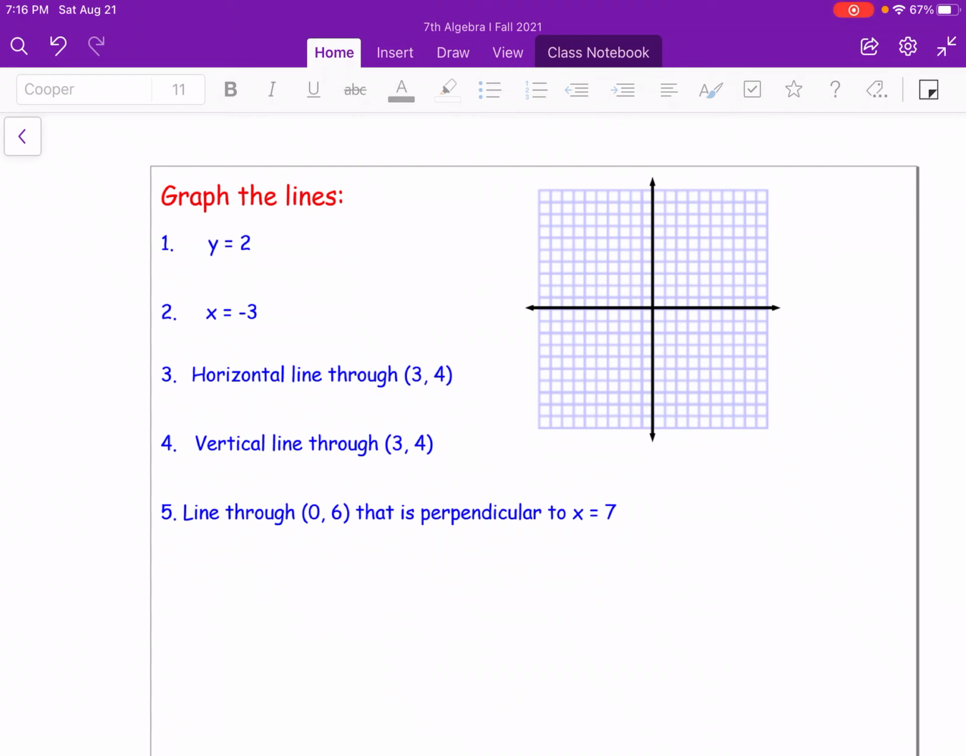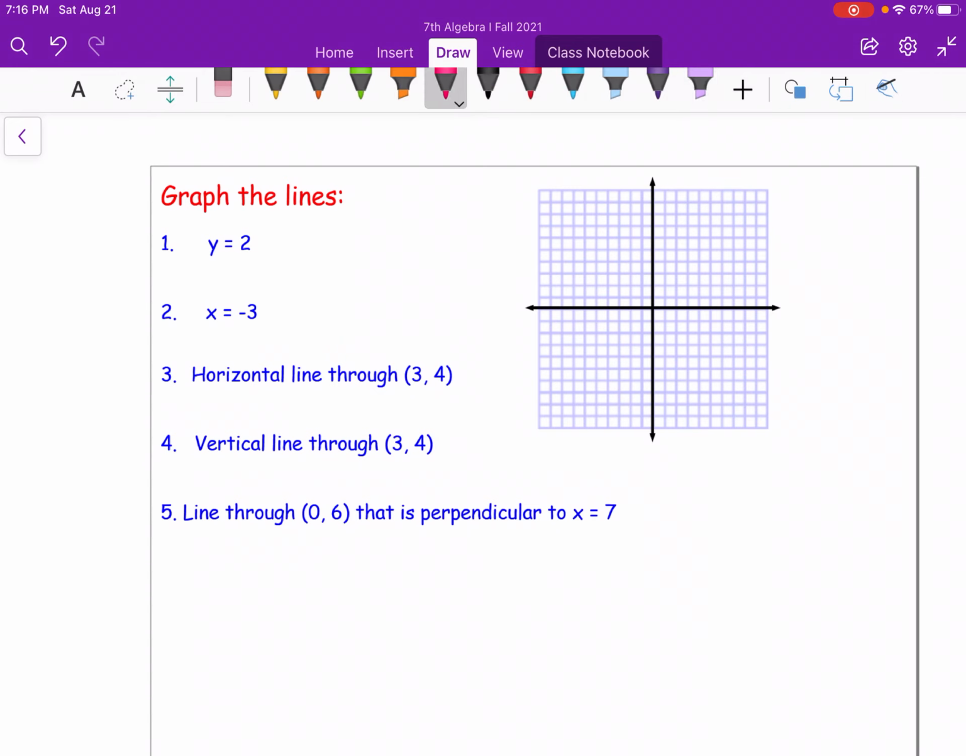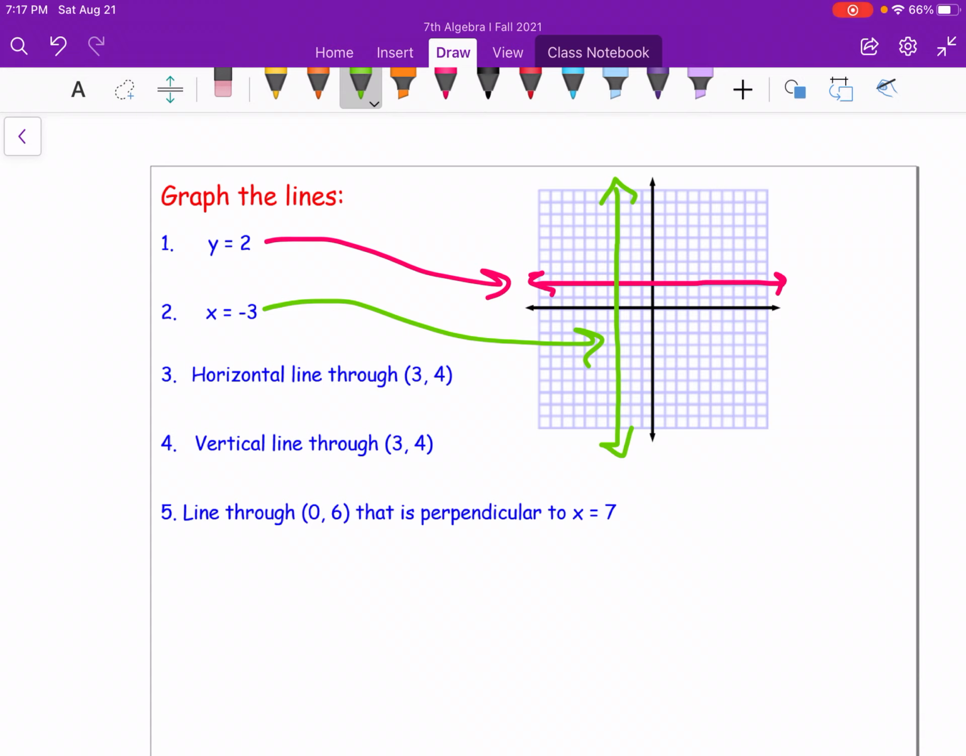So we're going to graph these lines. Y equals 2. Well, that is a horizontal line at 2. That's that one right there. X equals -3. That's a vertical line at -3. Horizontal line through (3, 4). So let's look at that. So the point (3, 4) is to the right 3 and then up 4 right there. And so that horizontal line looks like this. Vertical line through (3, 4) is the same point, but the vertical line goes up and down.